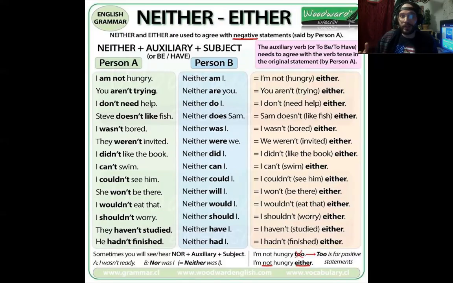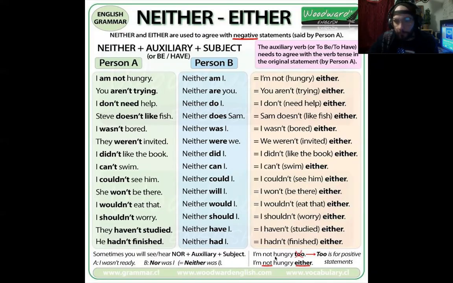So person A would say, I wasn't ready. Person B would say, nor was I. And it would mean the same thing as neither was I. So that is that one section there.